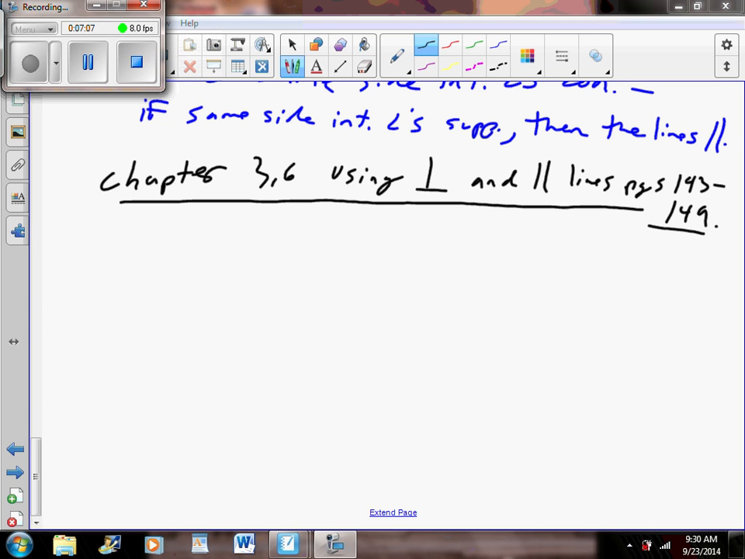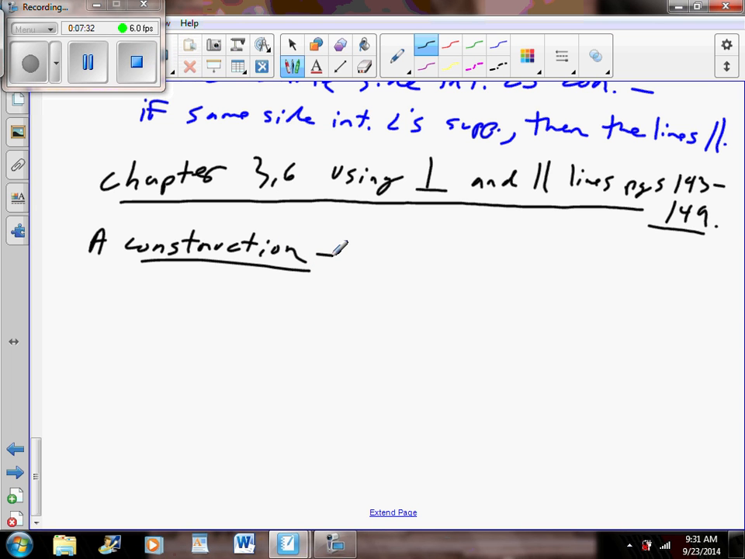Okay, in chapter 3.6, we're using perpendicular and parallel lines. We will be doing constructions later this week, but today I want to just get through some of the basic information in this section of the book that I want us to become familiar with. But I do want to say this about a construction. What is a construction? A construction, and this is in the text.